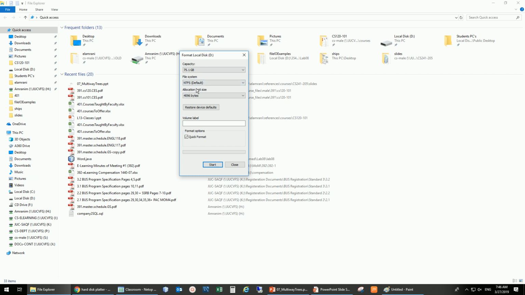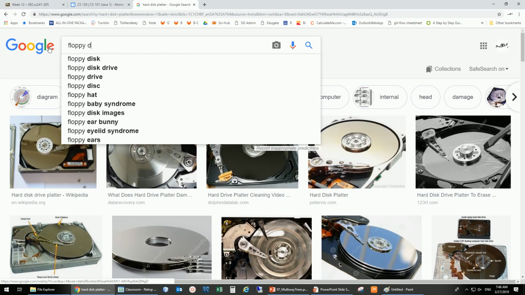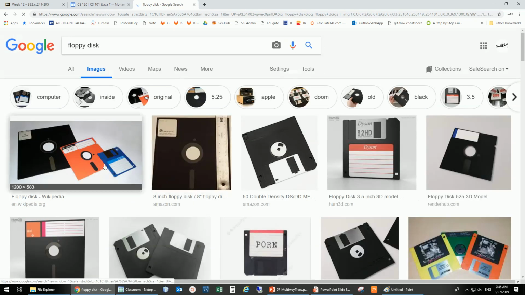When you format, generally you probably formatted a USB or whatever. We used to format floppy disks. Do you know what a floppy disk is? These were our USBs. Floppy disk. This is the latest one, and I never used this one, but I saw it.